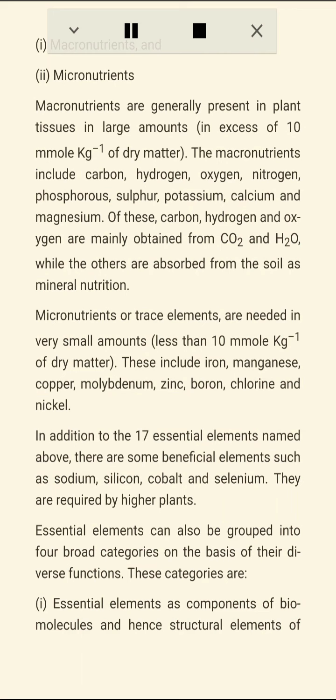Essential elements that activate or inhibit enzymes, for example Mg2+ is an activator for both ribulose bisphosphate carboxylase oxygenase and phosphoenol pyruvate carboxylase, both of which are critical enzymes in photosynthetic carbon fixation. Zn2+ is an activator of alcohol dehydrogenase and Mo of nitrogenase during nitrogen metabolism.